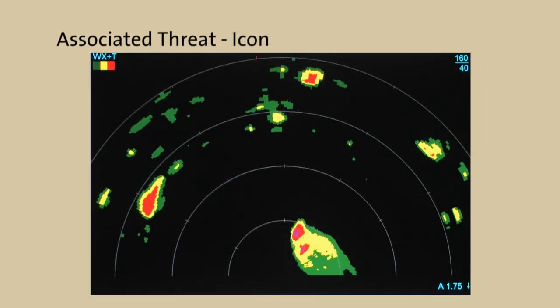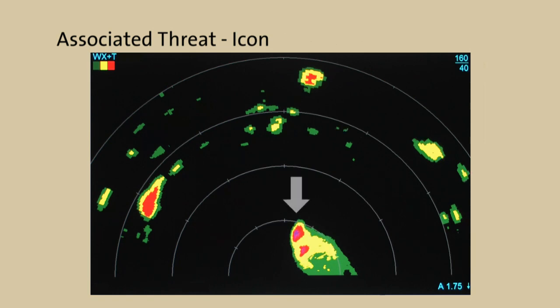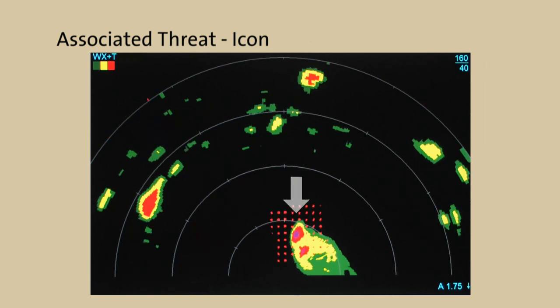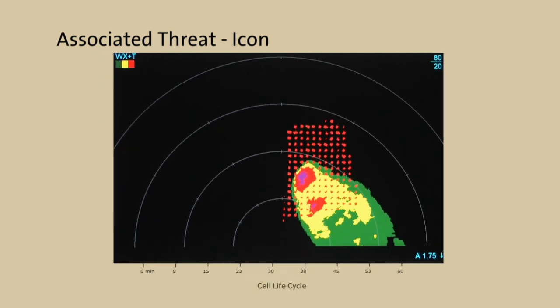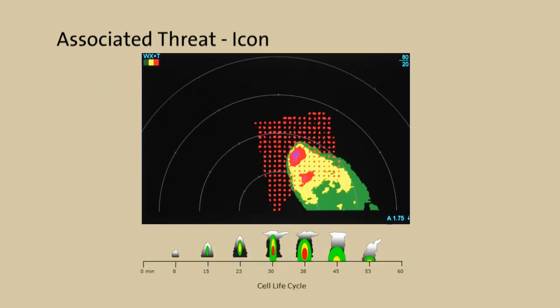There will be occasions where the associated threat icon appears suddenly. Notice this cell and the mature cell icon that appears as the aircraft approaches it. Remember that the total life cycle of a cell is about an hour. And for rapidly growing cells, the transition from the cumulus stage to the mature stage can happen in a matter of minutes. When the cell reaches the mature cell threshold, the icon is displayed.